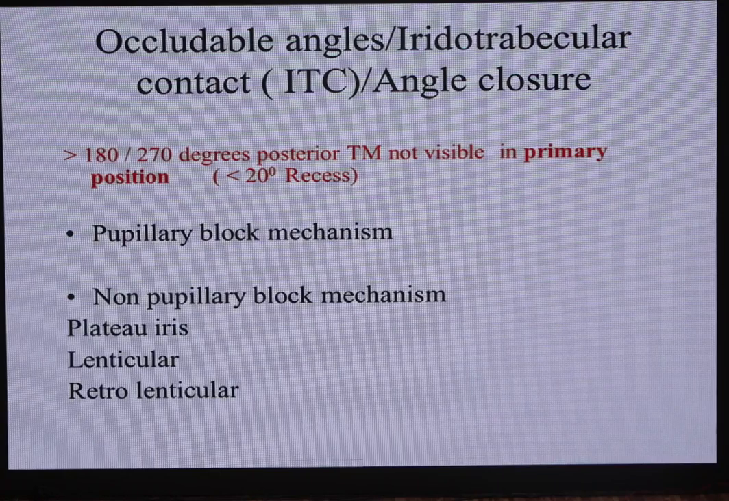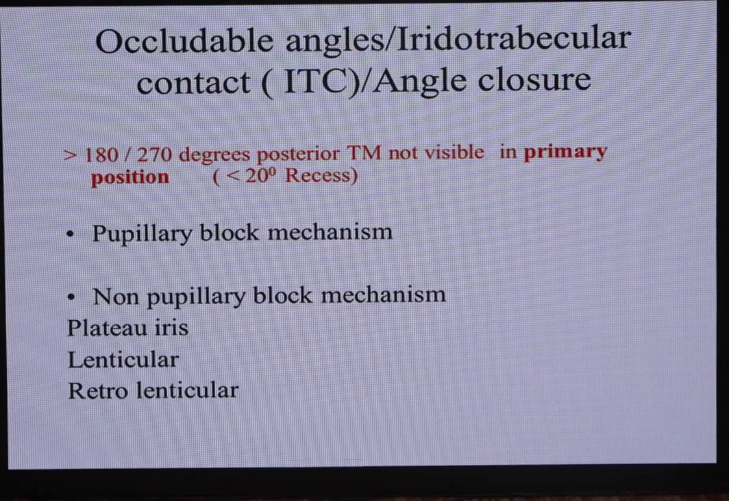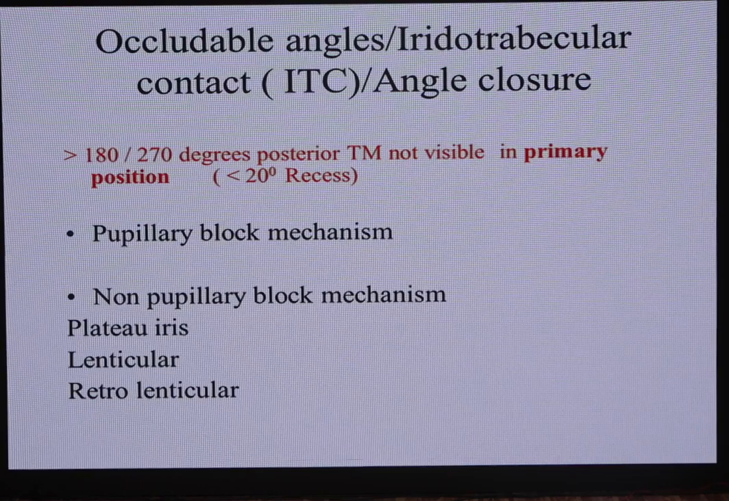This occludability could be because of a pupillary block mechanism, which is predominant, or because of non-pupillary block mechanisms. It's important to differentiate the two, because your iridotomy is only going to work for a pupillary block. It's not going to work for non-pupillary block mechanisms. So you will only advise an iridotomy if you find a pupillary block. But on gonioscopy, you will find all the angles to be occludable, irrespective of whether it's a pupillary block or not. So the whole idea of this teaching exercise is for you to identify what is a pupillary block and what is not.